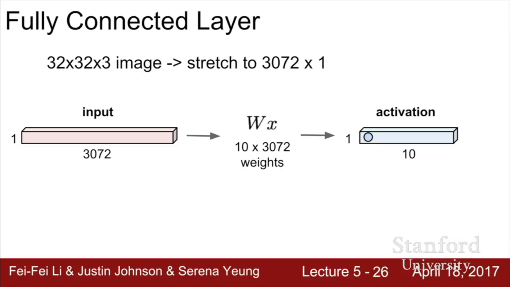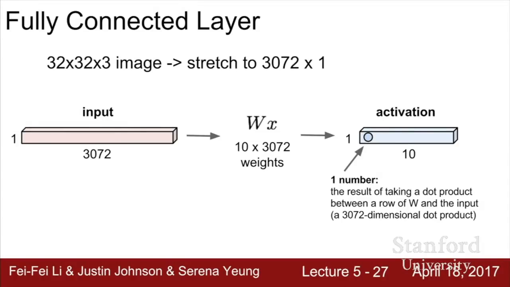And then we have these weights, right? We're going to multiply this by a weight matrix. Here, for example, our W is 10 by 3072. Then we get the activations, the output of this layer. In this case, we take each of our 10 rows and do a dot product with the 3072-dimensional input, and from there we get one number that's the value of that neuron. So in this case, we're going to have 10 of these neuron outputs.